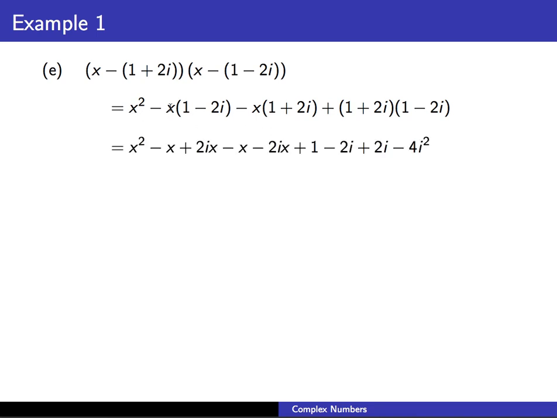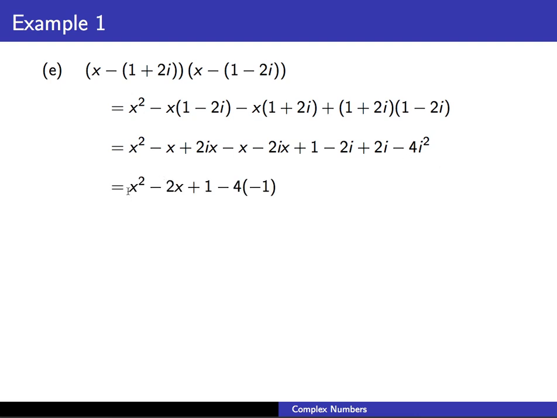So when we do that, the negative x times 1 is negative x, the negative x times negative 2i is plus 2ix, negative x times 1 is negative x times 2i is negative 2ix, and then multiplying out 1 plus 2i times 1 minus 2i, we get 1 minus 2i plus 2i, and then minus 4i squared. So let's see what we have.